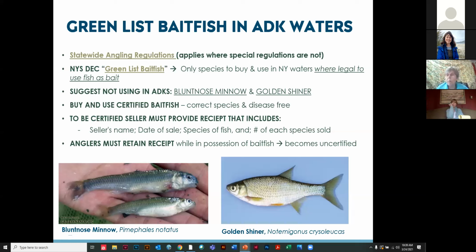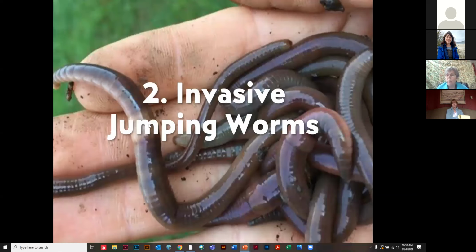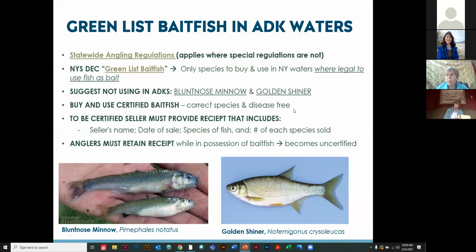So now, in addition to following those regulations I've just mentioned, the really important thing to remember is to use certified bait fish only. Oh no, we're not there yet. So this actually applies to worms as well. So use certified bait fish, certified worms, certified bait. And when we say certified, that means that the seller has correctly identified the species and correctly identified that they are disease-free.